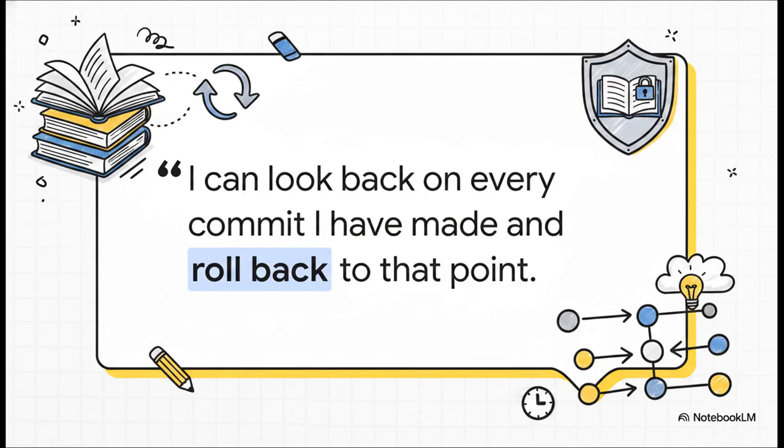Author Joe Bullig perfectly summarizes the massive cognitive relief of using this kind of system. He talks about how you can look back on every change and just roll it back. When you use Git, you know you can literally never accidentally destroy your hard work. You can experiment freely. You can delete entire chapters without that paralyzing fear of what if I need this later, because Git is always watching and saving exactly what you ask it to.